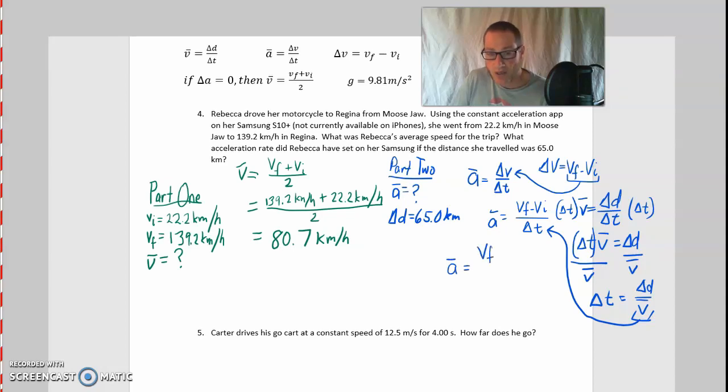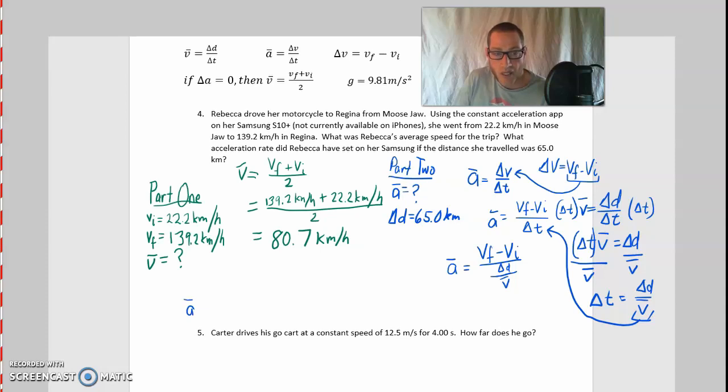Delta A, or A bar, equals VF minus VI over delta D over V bar. Just like that. This is a division line. Okay, we have VF, we have VI, we are given delta D, we have calculated V bar, so we now just put it all in there. So I'm going to actually go over here just to have more room.